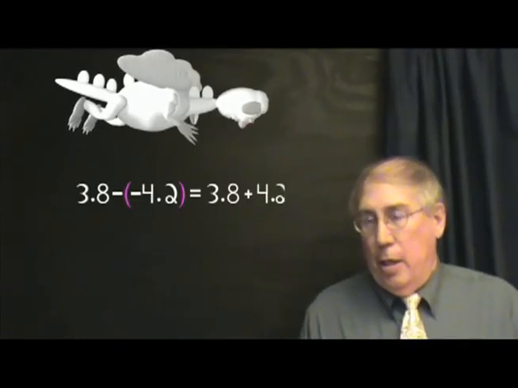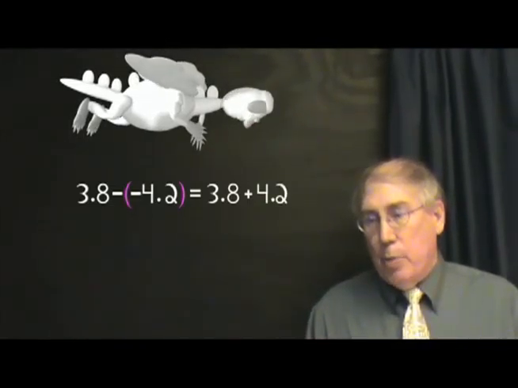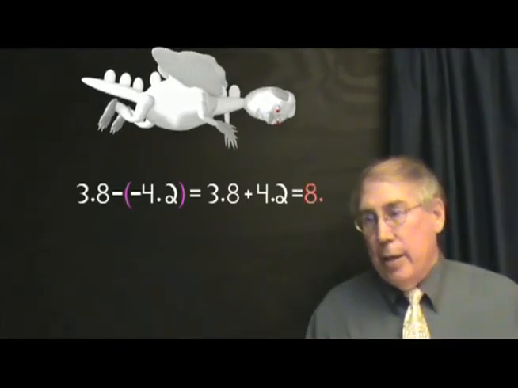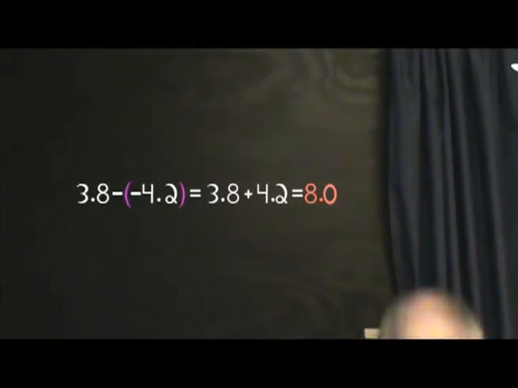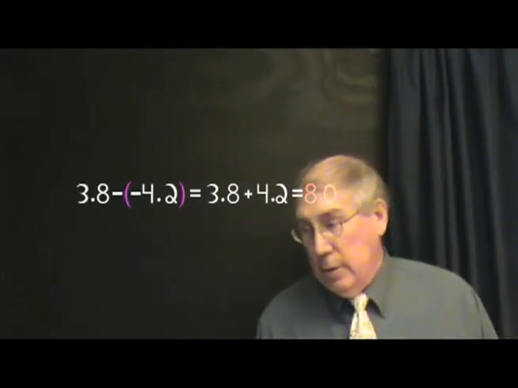Okay, now this is a decimal number. Let's rewrite it as an addition problem. So we get two positive numbers, we add them together, and we'll get 8.0.